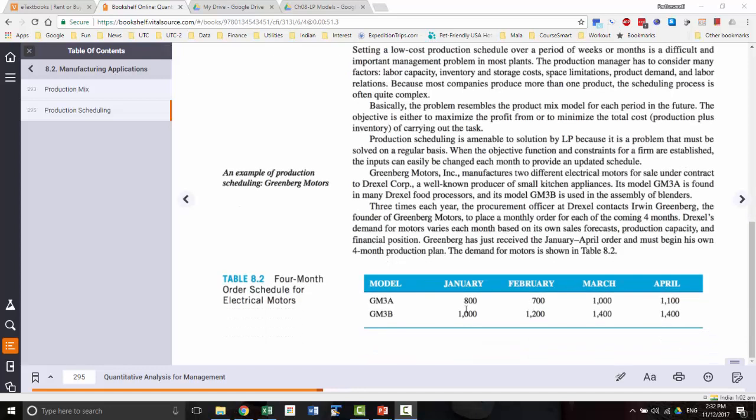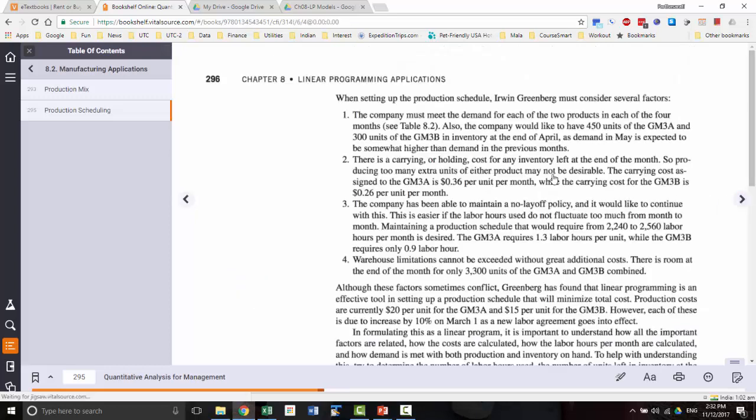So demand for motors are given here. So let's move to the next page. There are four different factors that are given here. The first one is the company must meet the demand for each of the two products in each of the 4 months. So that means you cannot have a back order. So each month you must have sufficient inventory to meet the demand.